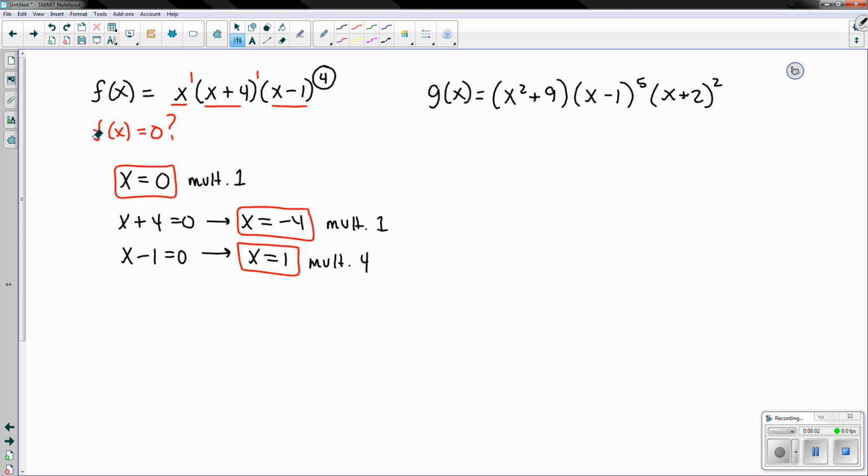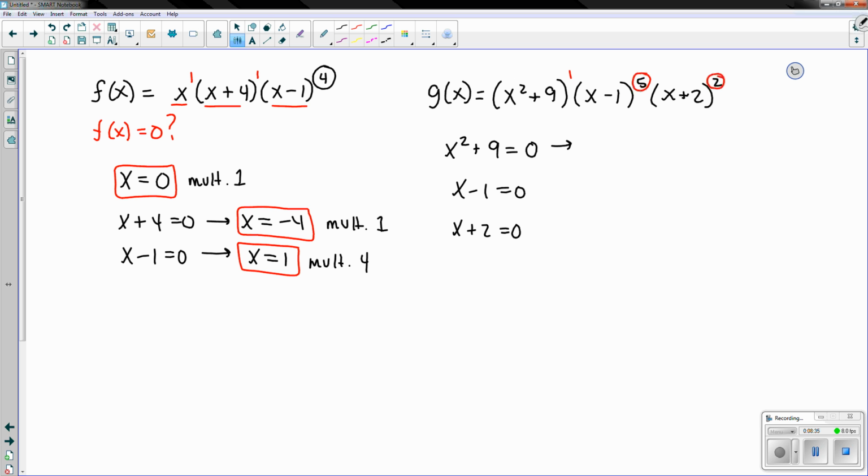With g of x, we want to know when that equals 0. So using the zero product property, in order for that to happen, x squared plus 9 needs to equal 0, x minus 1 needs to equal 0, or x plus 2 needs to equal 0. Now before we solve, let's notice the exponent of 1 here, so whatever I get from there should have multiplicity 1. We have a 5 and a 2. So whatever I get from solving x minus 1 equals 0 should have a multiplicity of 5 because it's occurring 5 times, and x plus 2 will reveal multiplicity 2 for that solution.